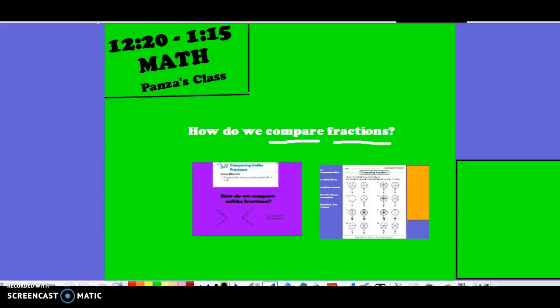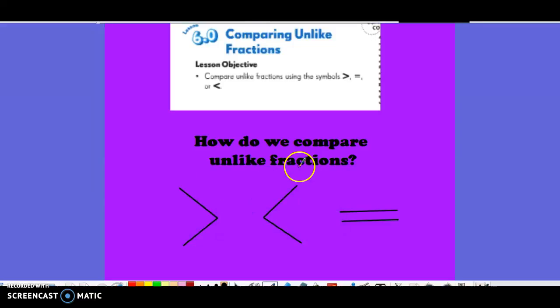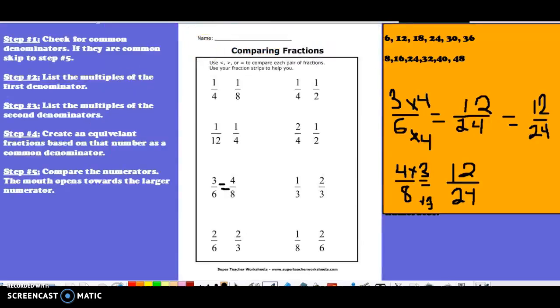And that, again, is how you compare fractions with unlike denominators using all of the steps we showed you here on the left-hand side. Check for common denominators, then list the multiples of the denominators, create equivalent fractions, and compare the numerators. I know it's a long, drawn-out process, but if you can do it this way, it means not only are you going to be able to compare fractions, it means that you also understand fractions a little bit deeper than just knowing a strategy.